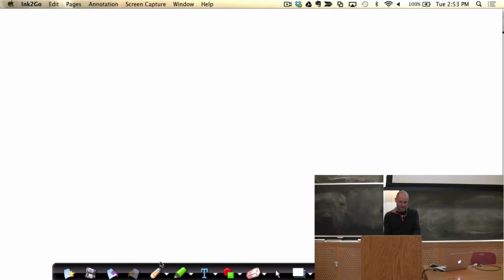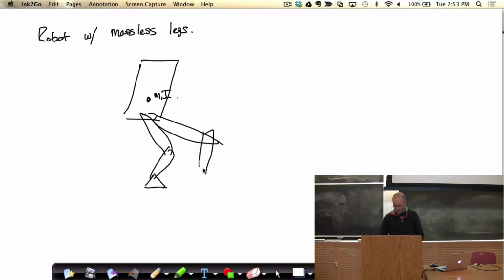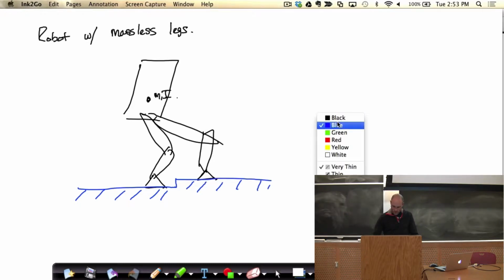So this is really the fundamental problem in walking. Think about a robot with massless legs. So now I've got my robot, which has a mass and an inertia, and he's got some legs coming down with triangle feet, because I'm not an artist. And he's got another really long leg over here. So when he's in these configurations, he can produce force.